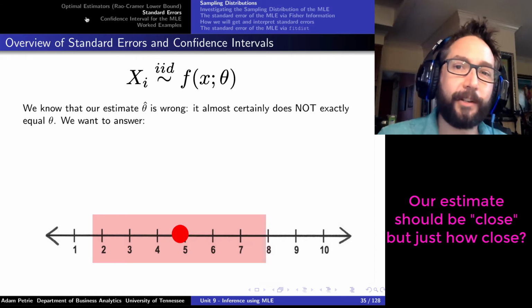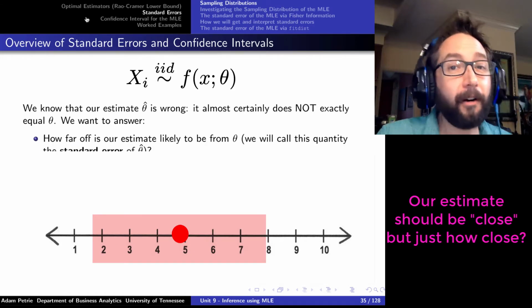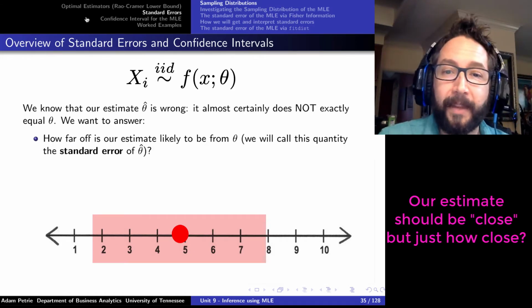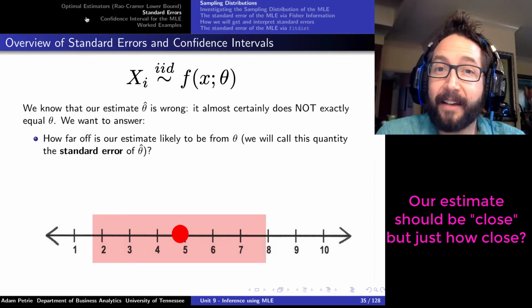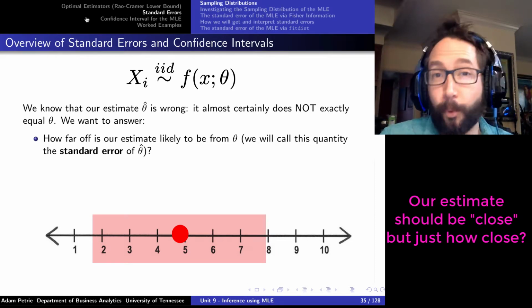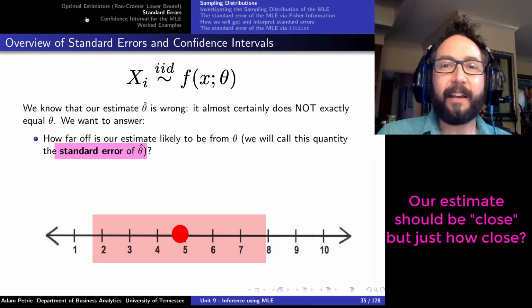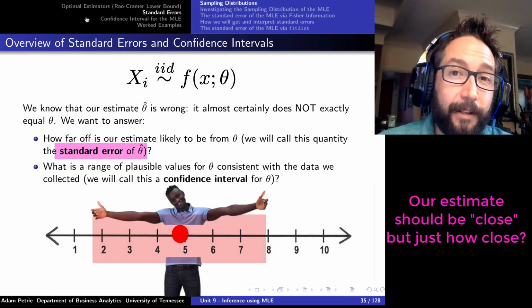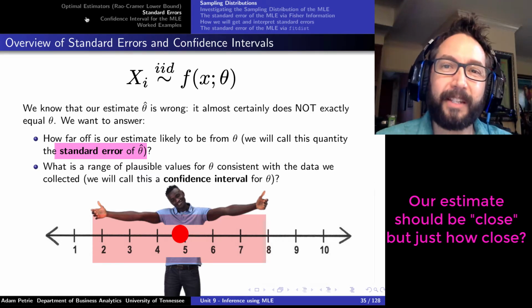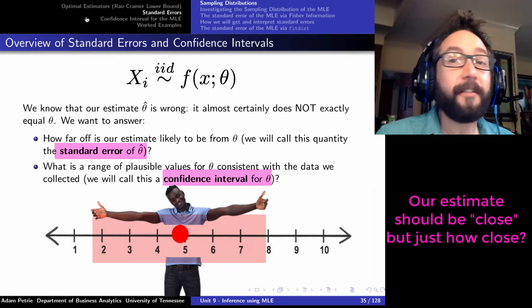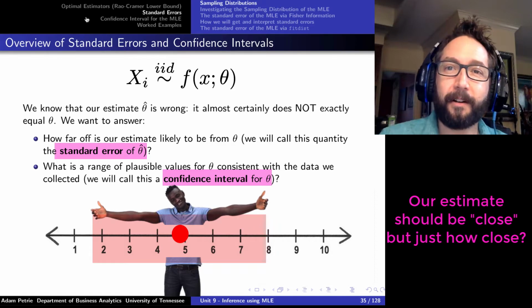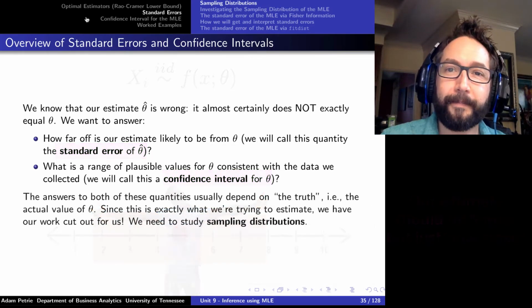So what we'd like to do is measure, well, how far off do we think we are? How far off is our estimate theta hat likely to be from theta? We're going to call that quantity the standard error of our estimate. And then, what's a range of plausible values for theta that are consistent with the data that we've collected? Can we come up with a confidence interval for theta based on our sample?